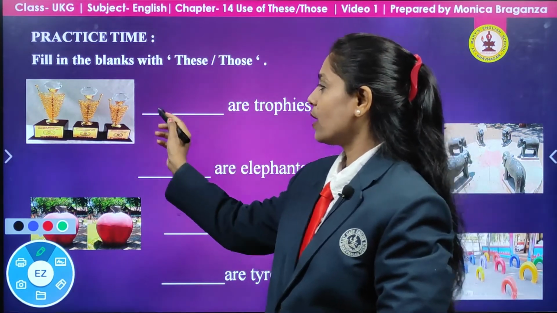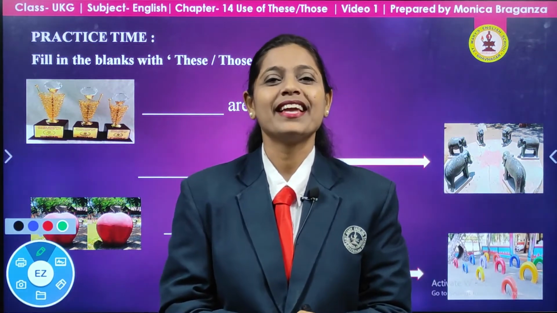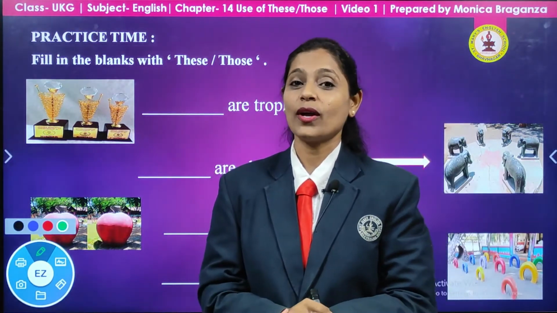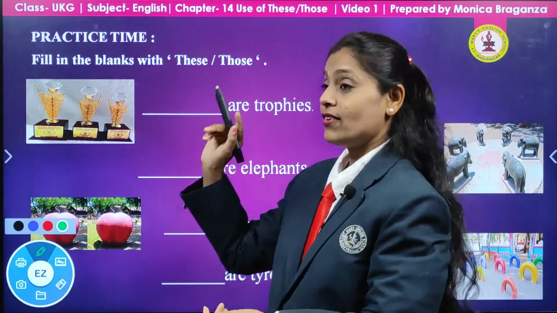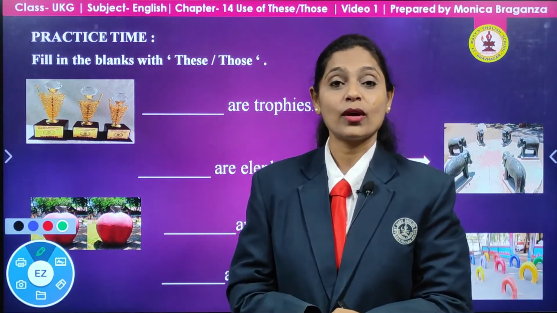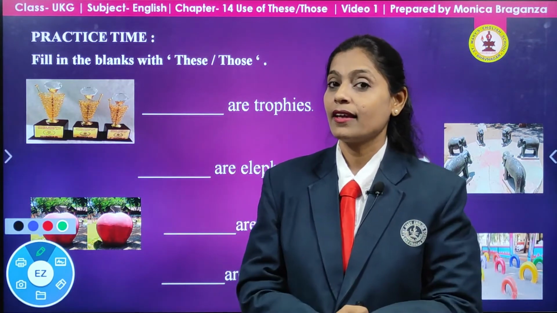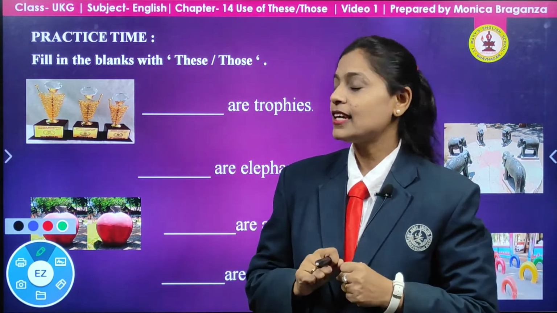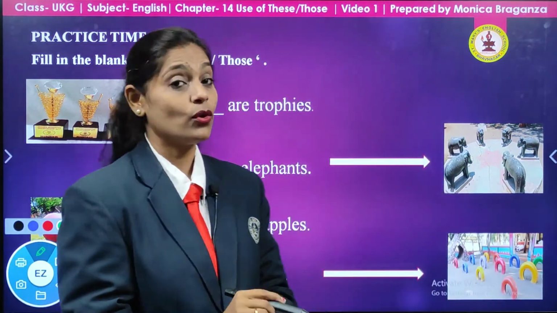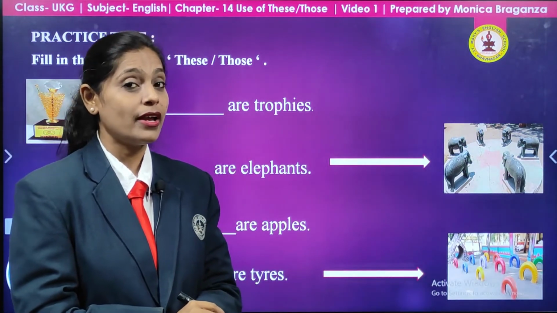So all of you look here. When you come first in the class, you get trophies, right? Yes. So you get trophies, right? So what are we going to do, children? Yes, there is a blank here. Now dash are trophies. What are we going to write there? Now are the trophies near or far? Yes, they are near to us. So what are we going to write? Yes, we are going to write these. And what is the spelling of these, children?